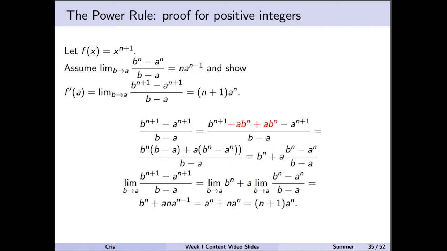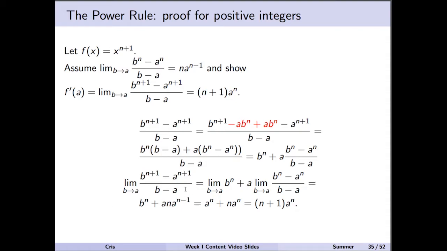Because if we look at the first two terms, we can factor out a b to the n. We get b to the n times b minus a. And if we look at the last two terms, we can factor out an a. We get a times b to the n minus a to the n. And that's part of the limit that we already know. If we divide these by b minus a, we get b to the n plus a times b to the n minus a to the n over b minus a. This is the limit we already know.